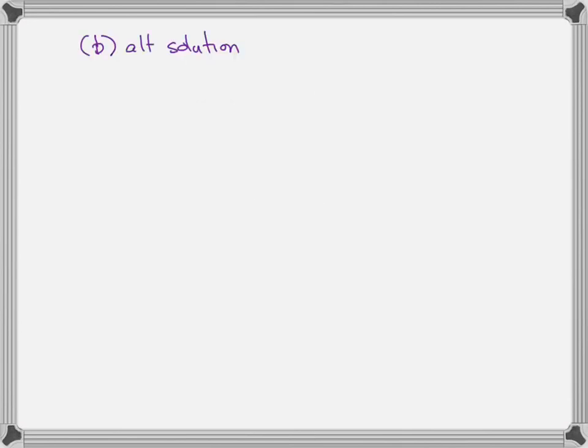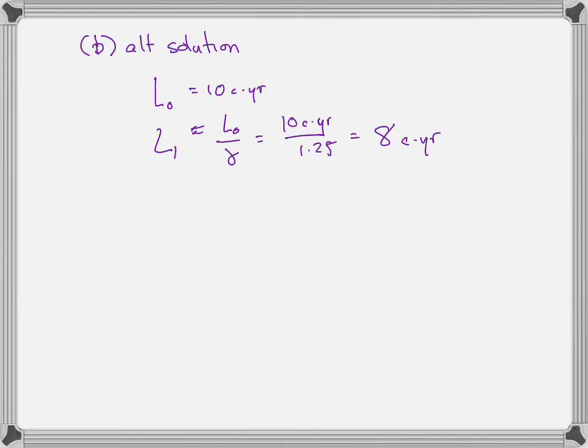So just in case you wouldn't have seen how to do it that way, let's look at an alternative solution to part B. Well, to part B, we can say the proper distance, L0, is 10 light years. And Michaela measures a distance L prime, where L prime equals L0 over gamma. So Michaela must measure a distance of 10 light years over 1.25. So she measures a distance of 8 light years to the planet.